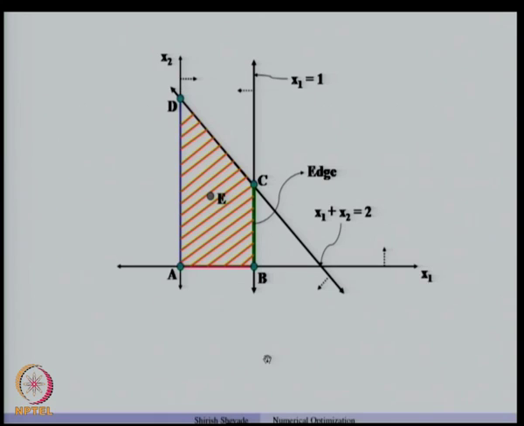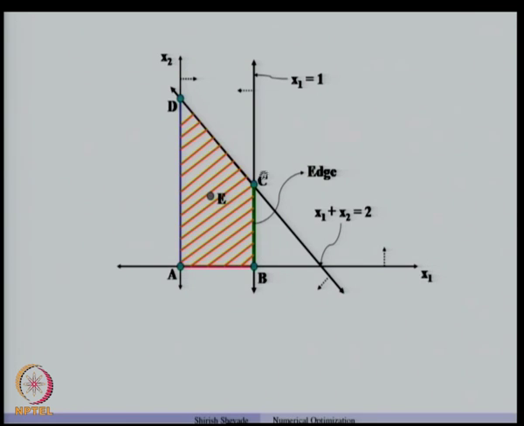So, we will take some example to illustrate this. The line segment joining the two vertices B and C is called the edge, or in other words, the edge connects the two adjacent extreme points. So, the points B and C are adjacent extreme points or adjacent vertices. Similarly, points C and D are adjacent vertices, and the line segment CD connecting the two vertices C and D is also an edge.